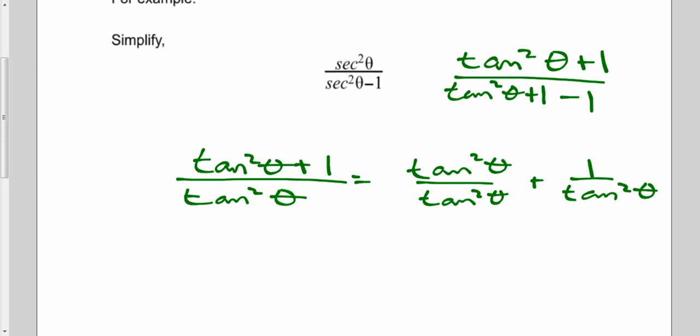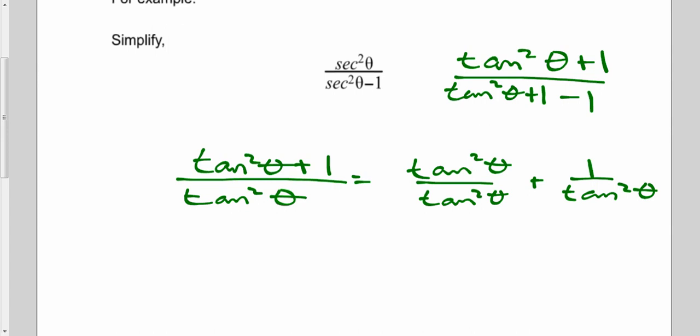Why couldn't I split this into secant squared theta over secant squared theta minus secant squared theta over 1? Why couldn't I do that? Do fractions work that way? No. Or can I just split them up based on the denominator? No, I can split them up based on the numerator, right? But I can't split them up that way because the denominators need to be the same.